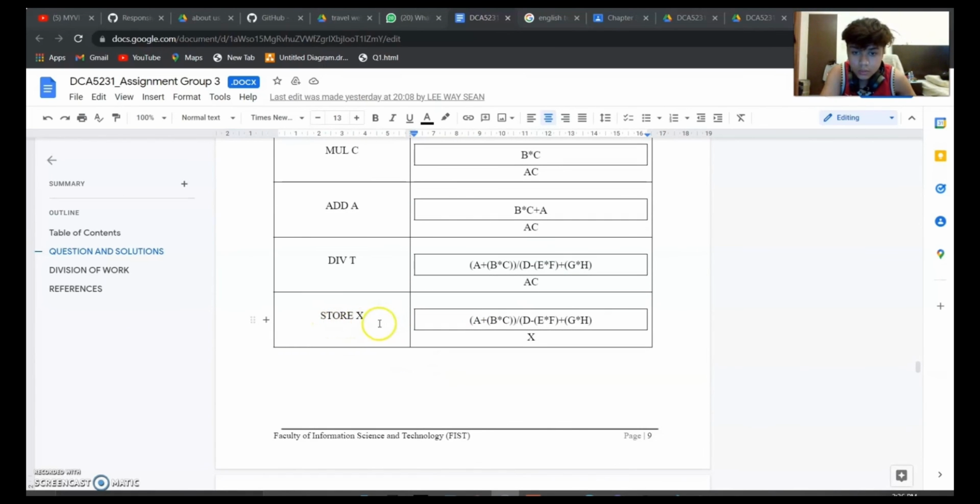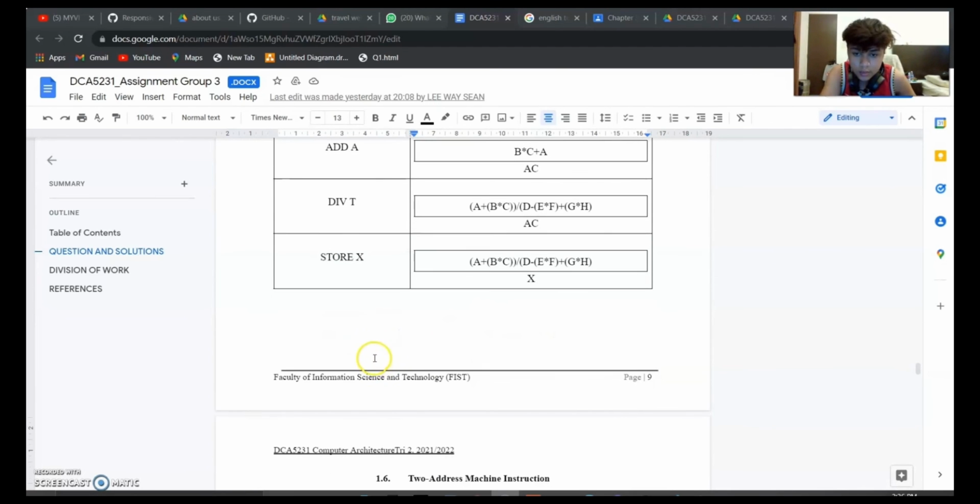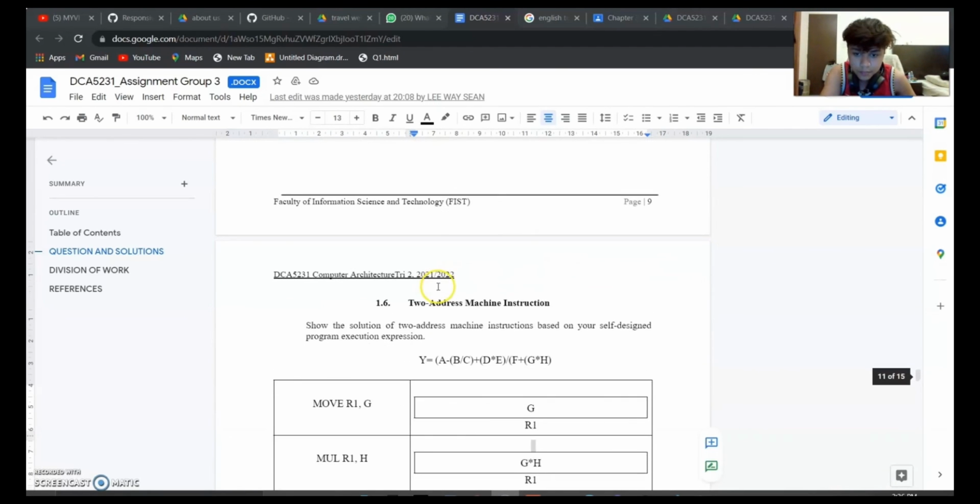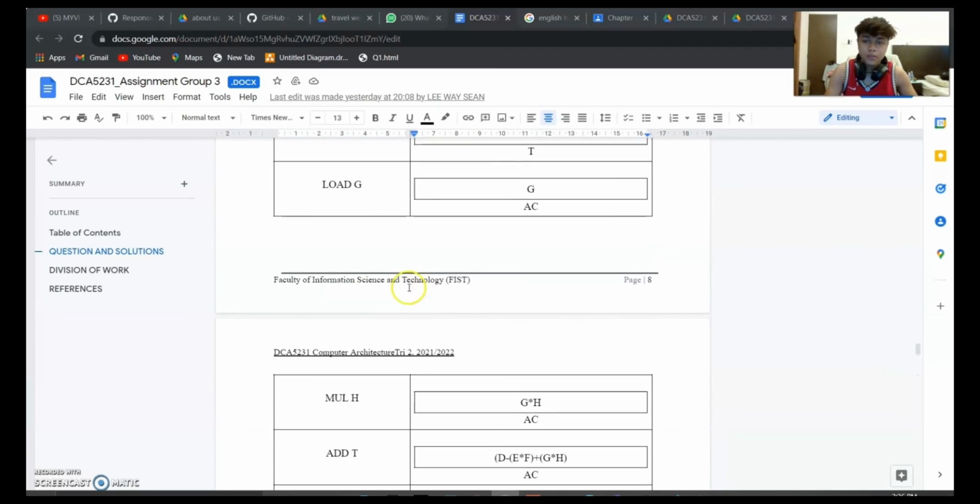So now we store into X. So it's going to be like this. So that's all. Thank you.